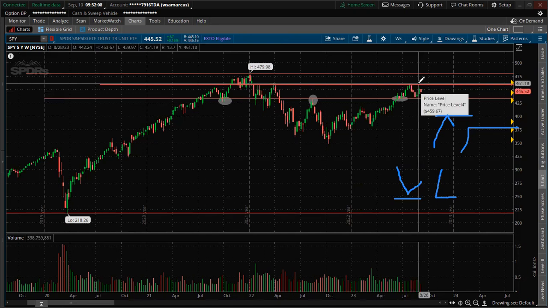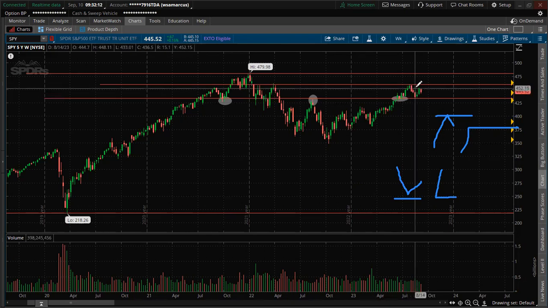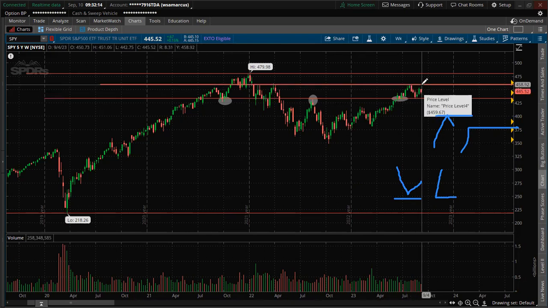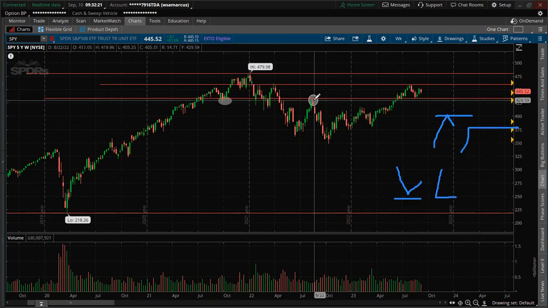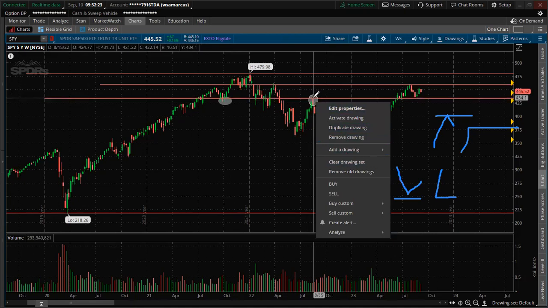Remember, support and resistance is an area. 460 is our level of resistance. So we wouldn't want to go long unless we see that 460 level broken, right? One second, let me just remove these.